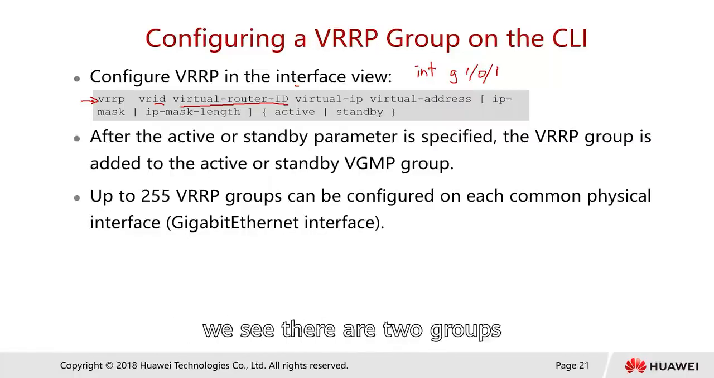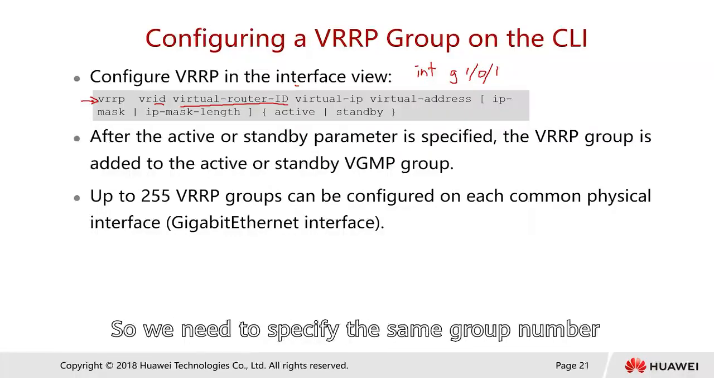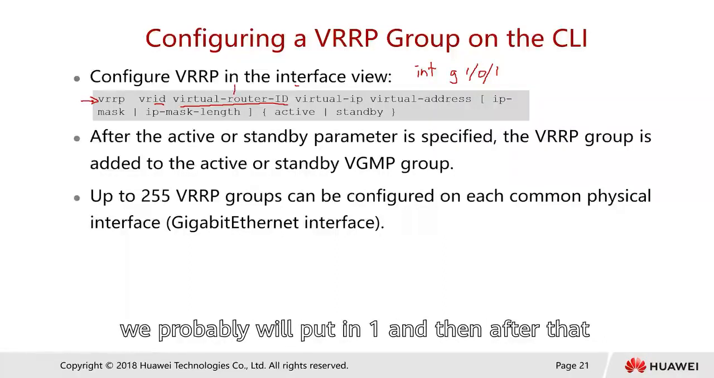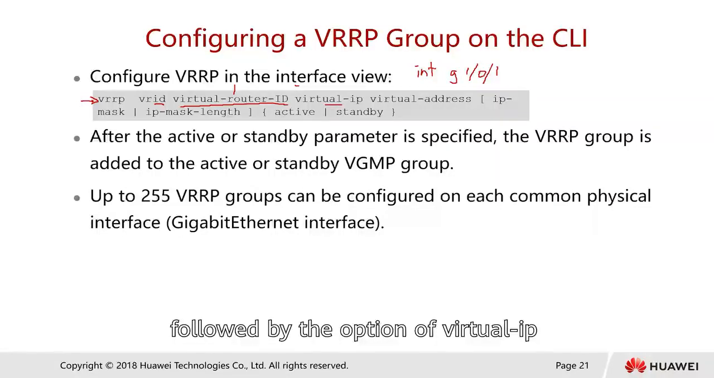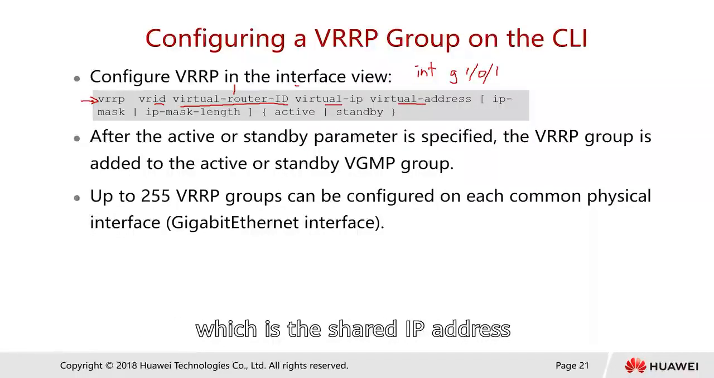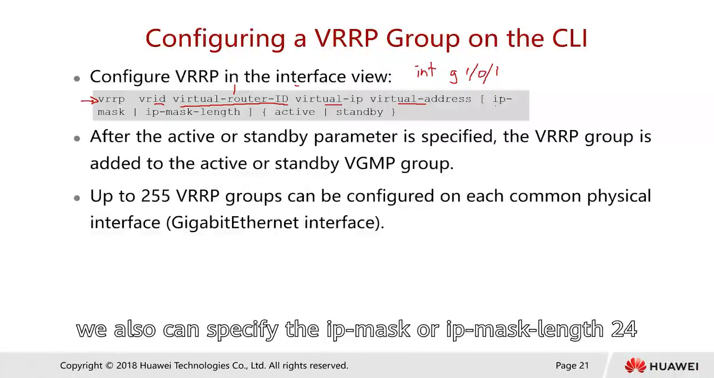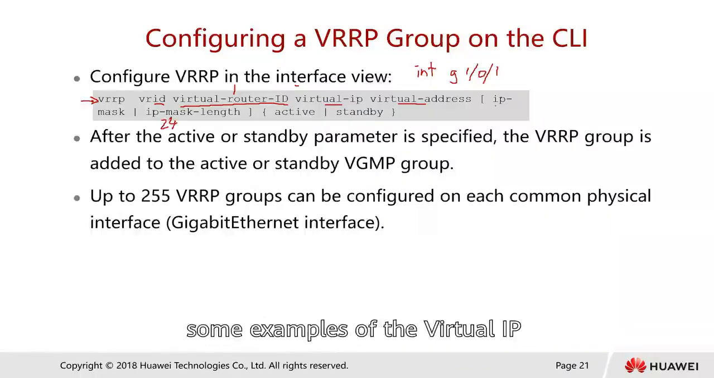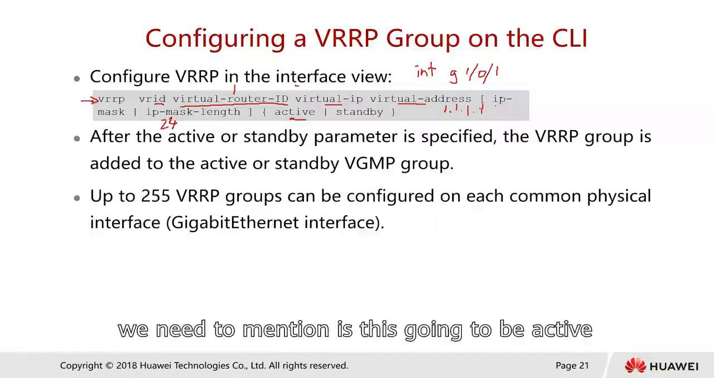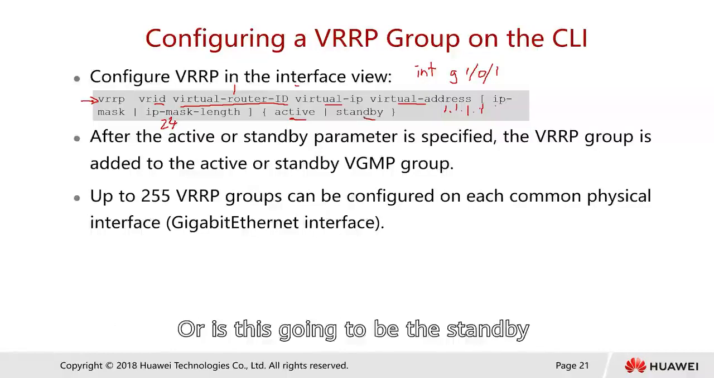Okay, now remember earlier we saw there are two groups, so we need to specify the same group number on each firewall, and followed by, for example, in this case we probably will put in number 1. Okay, and then after that followed by the option of virtual-ip, and then followed by the virtual IP address, which is the shared IP address, and after that we also can specify the IP mask or mask length. So for example, space 24. So let's say it's some example of the virtual IP. Earlier we saw there's one virtual IP, which is 1.1.1.1, and finally we need to mention, is this going to be the active or is this going to be the standby?